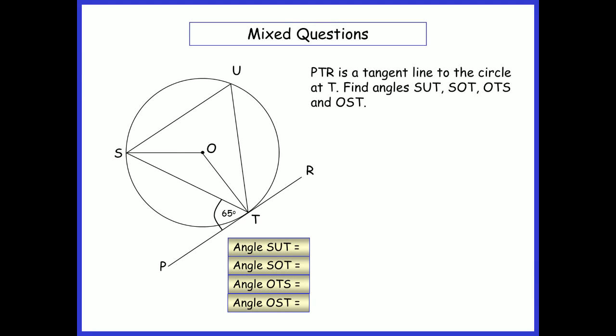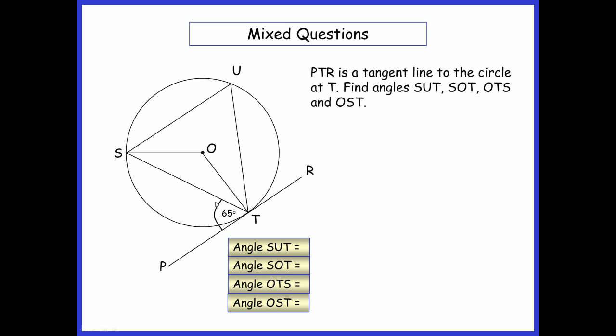PTR is a tangent line to the circle of T. Find the angles SUT, SOT, OTS, and OST. Start with SUT. We have an angle between a chord and a tangent of 65. That's the only thing we've been given, so it's fair to assume that this is going to be our starting point for working something else out.